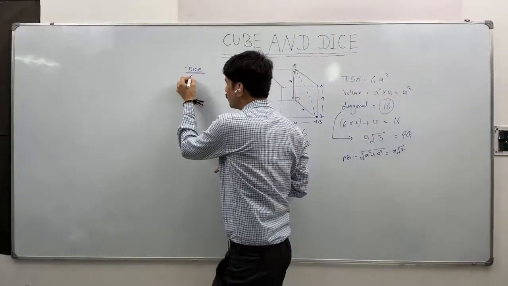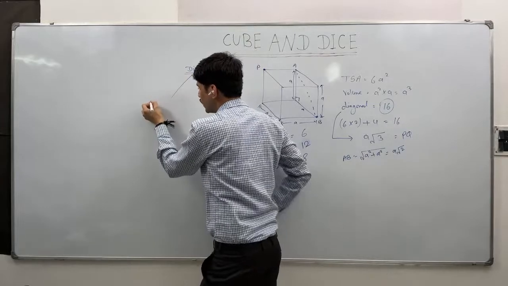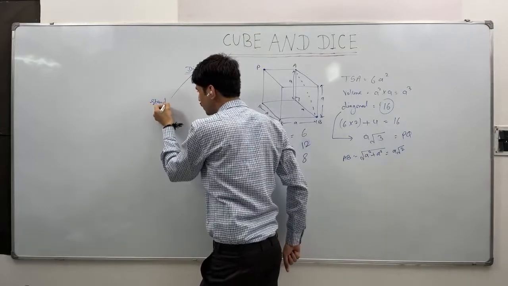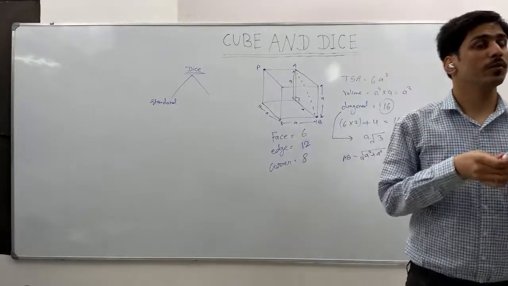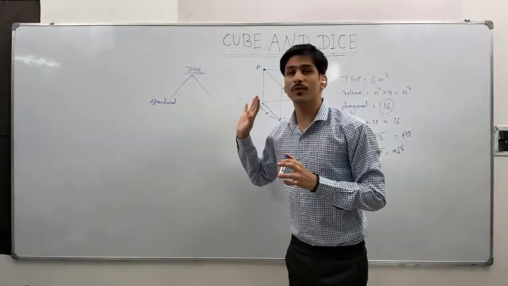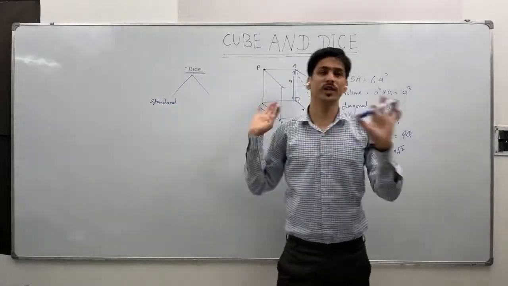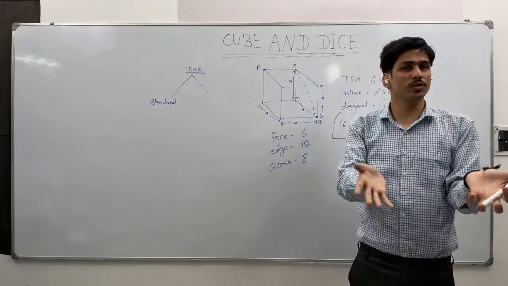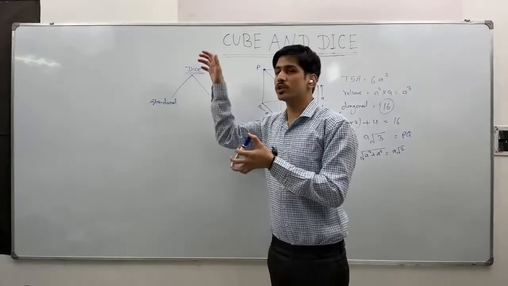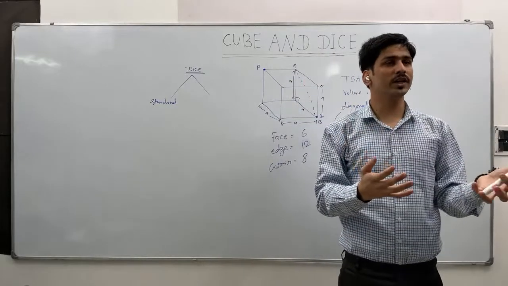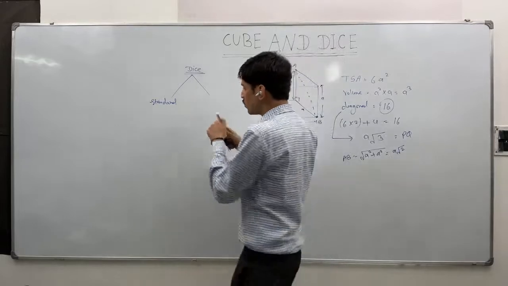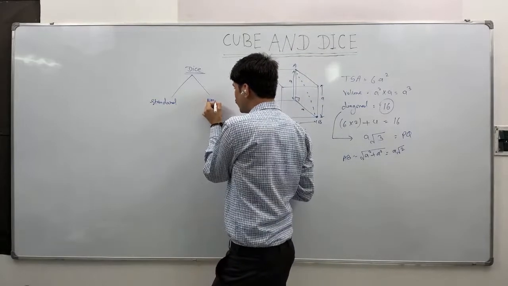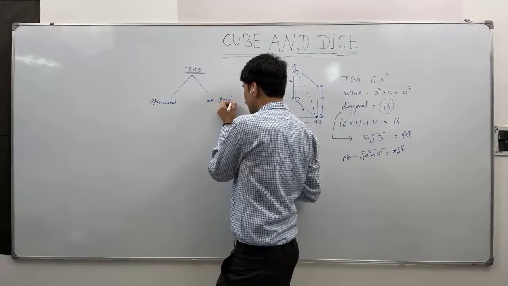So there are 2 types of dice. The first one is the standard dice. Why am I telling this? Because when we are solving a question, the first thing is to identify whether it is a standard dice or a non-standard dice. Only then can we solve the question. So first we have the standard dice, and another is the non-standard dice.